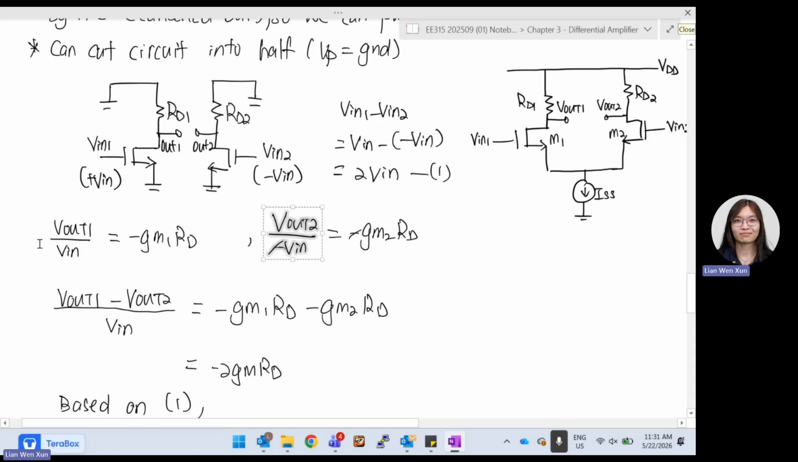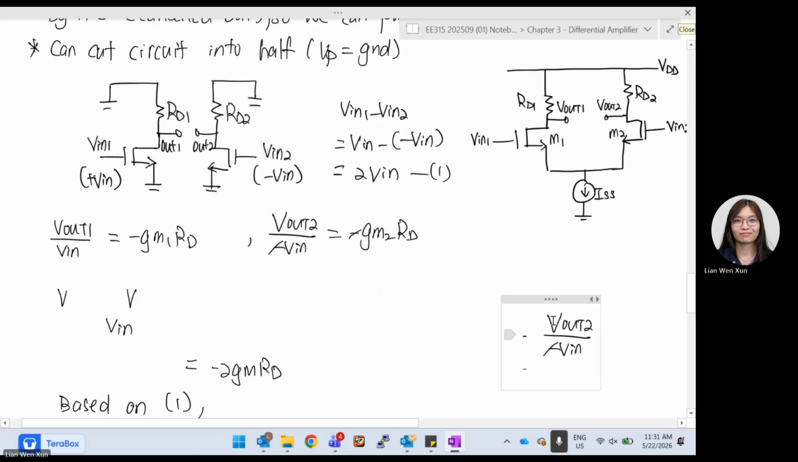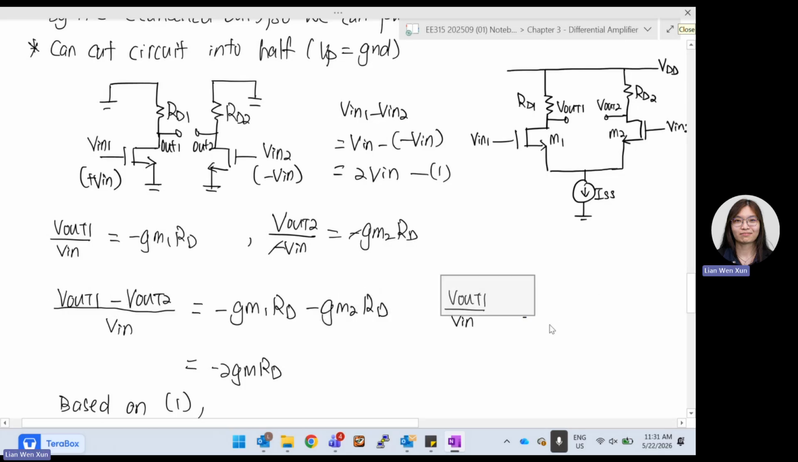We just combine these two together. Imagine you use V out 1 minus V out 2 divided by V in, and this negative cancels already. Whatever is in the denominator is just V in. So it becomes negative GM1 RD minus GM2 RD. So it becomes negative 2 GM RD.